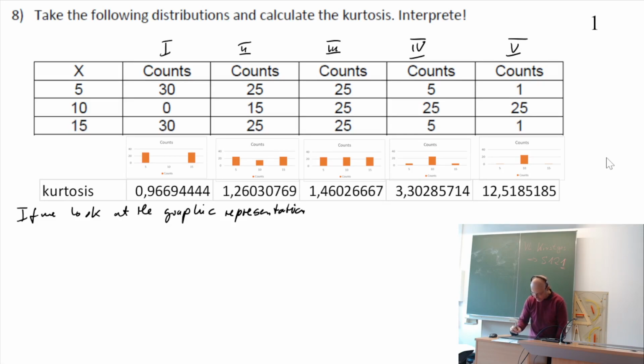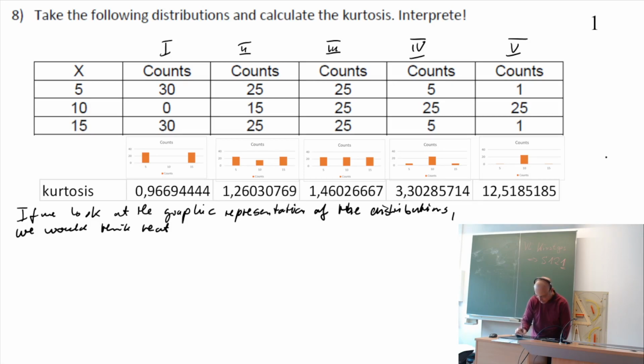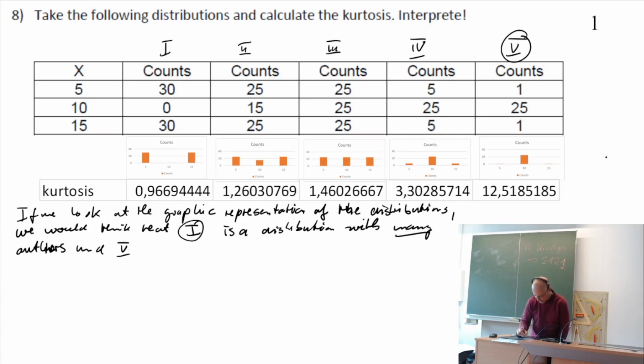If we look at the graphic representation of the distributions, we would think that 1 is a distribution with many outliers and 5 with only little outliers.